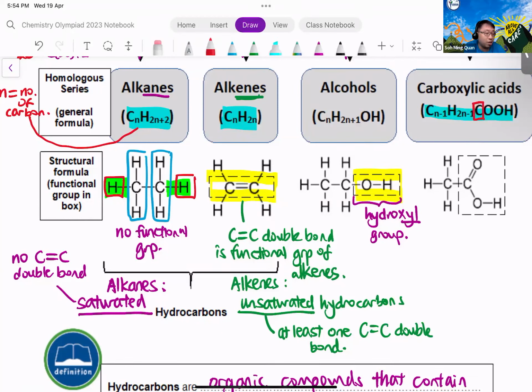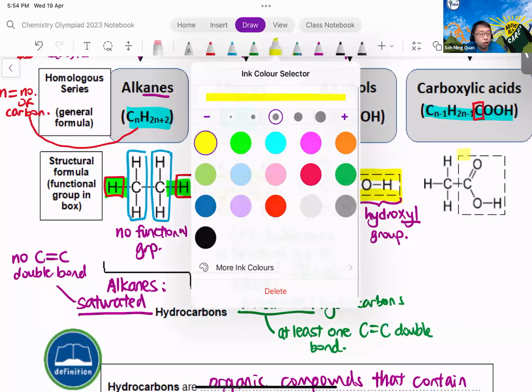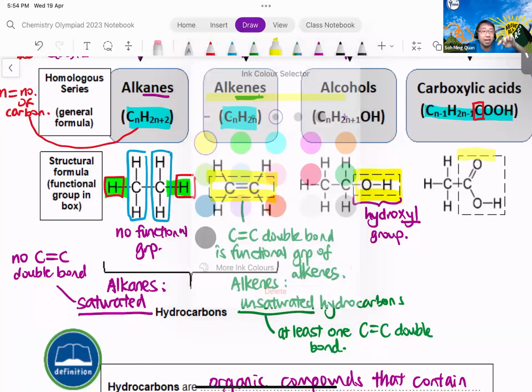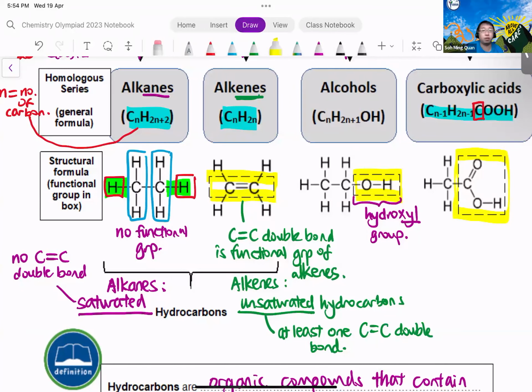Whenever you are doing carboxylic acids, you must be very mindful. The functional group is COOH: C double bond O, C single bond O, H. So there's already one carbon present here. That's why you must take Cn-1, H2n-1, COOH. The -1 is because there is already a carbon in the functional group. This functional group is called the carboxyl group. You can see that the terminology in organic chemistry might look slightly different from the other branches of chemistry which you have learned so far.